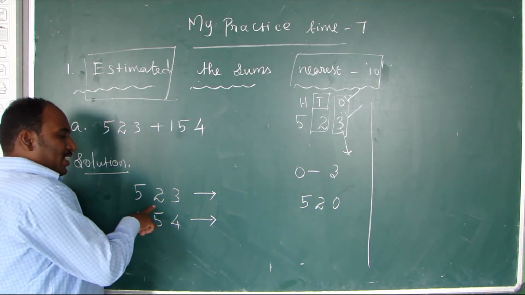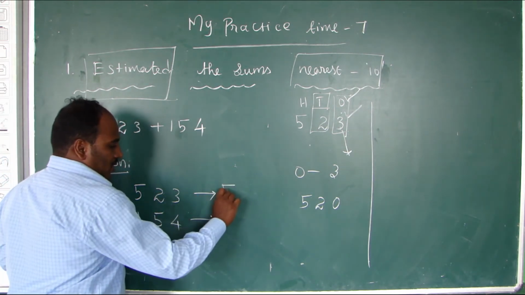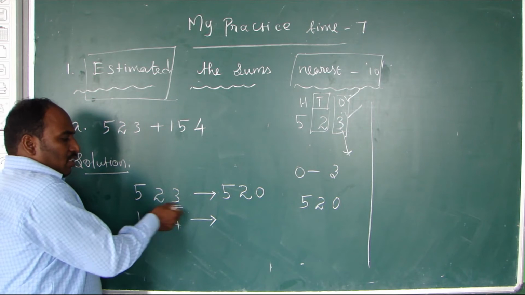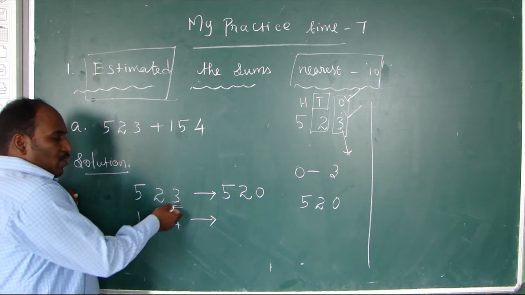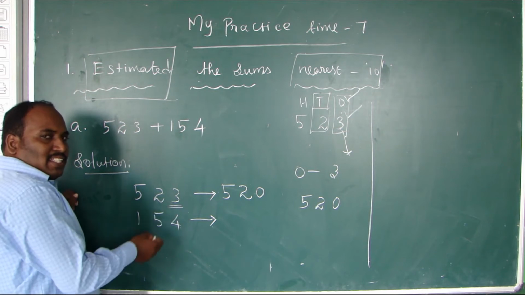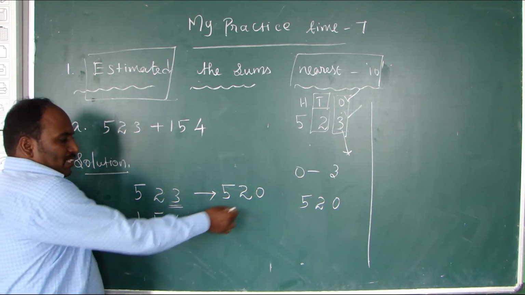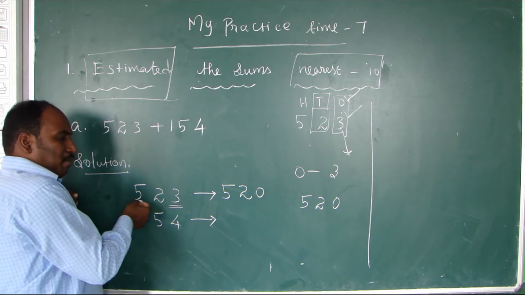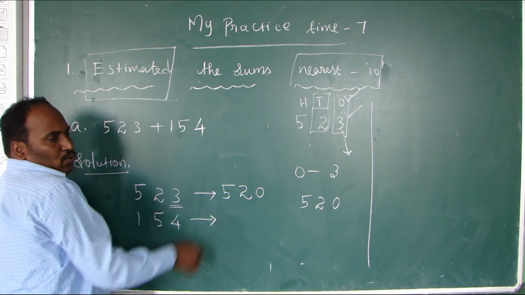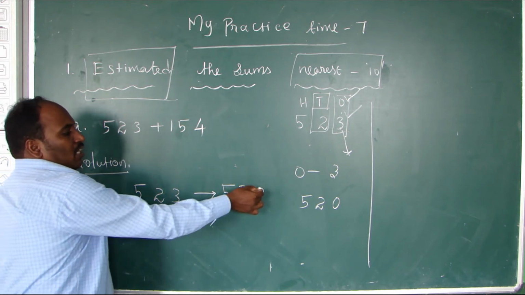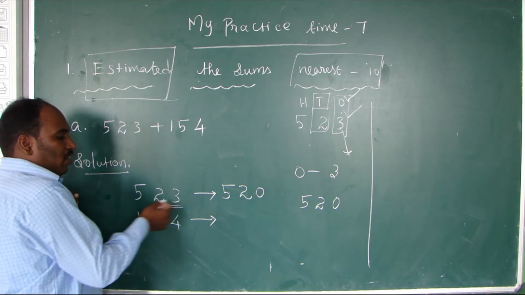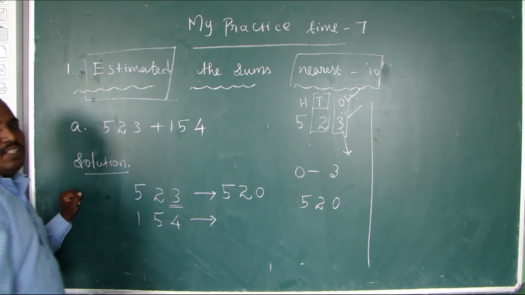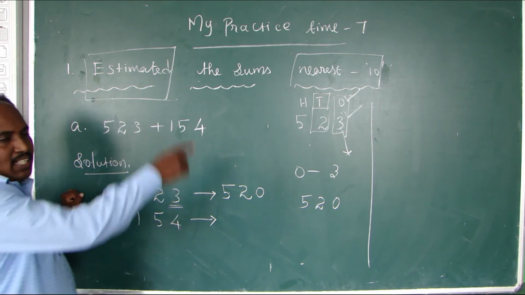That means the rounded value of 523 is 520. Listen here. Consider the ones place, which is 3. The ones place is less than 5, so the ones place will be 0 with no change in the tens and hundreds places, which are 2 and 5. Our rounded value of 523 is equal to 520. The next one, 154, to the nearest 10.